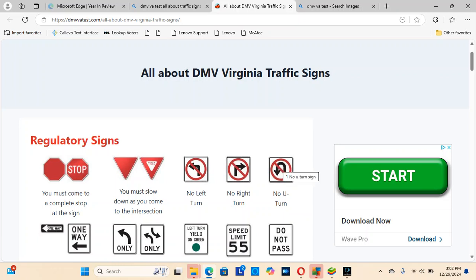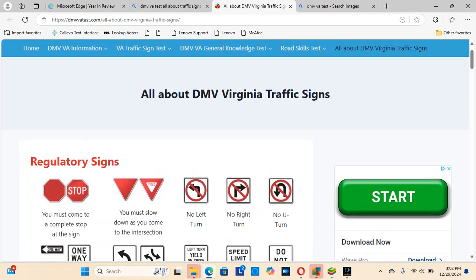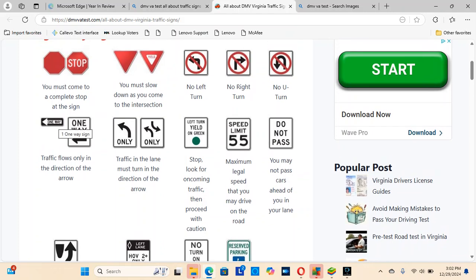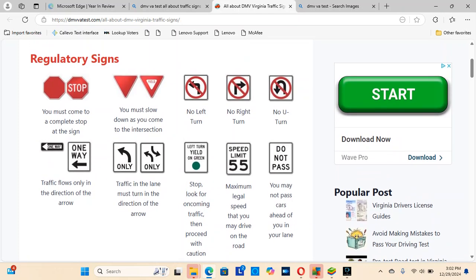And then no U-turn. A lot of times you'll see these in the medians where they do not want you to cross the median or do any type of U-turn because that causes a lot of accidents. One-way signs, you'll see these. This is where the traffic can only flow in one direction. Okay, you'll see a lot of these inside large cities. For city blocks, you'll see one-way signs. You cannot go the opposite direction or you will cause an accident.